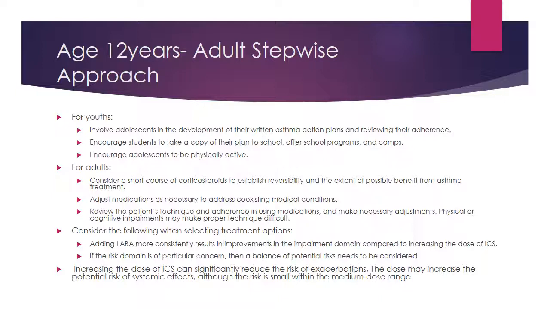Consider the following when selecting treatment options. Adding a long-acting beta agonist more consistently results in improvements in the impairment domain compared to increasing the dose of inhaled corticosteroids. If the risk domain is of particular concern, then a balance of potential risk needs to be considered. Increasing the dose of inhaled corticosteroids can significantly reduce the risk of exacerbations. The dose may increase the potential risk of systemic effects, although the risk is small within the medium range.